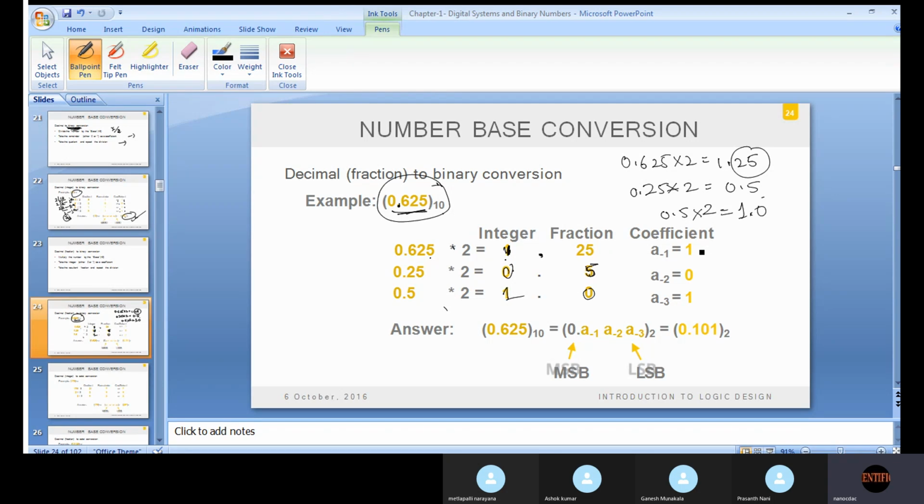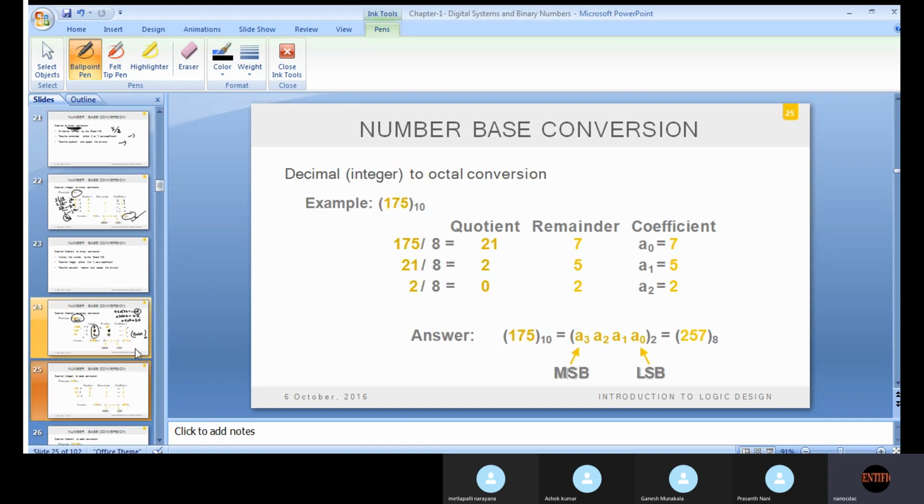Okay, so what is the quotient that you are getting? 1 0 and 1. The integer values are 1 0 and 1. So what you are doing, since it is a fraction, 0.101 base 2. This is nothing but the fraction. Okay, decimal fraction to binary conversion. If it is a fraction, you can convert into binary in that way.